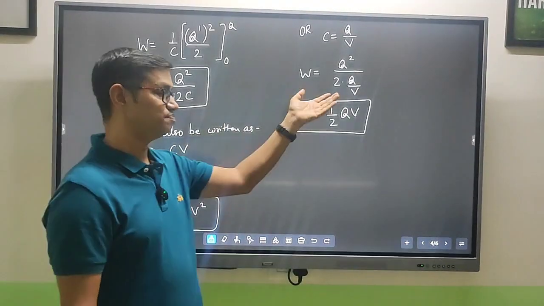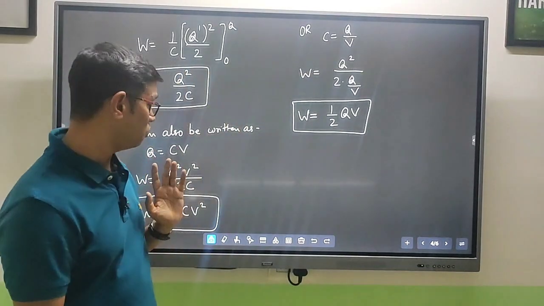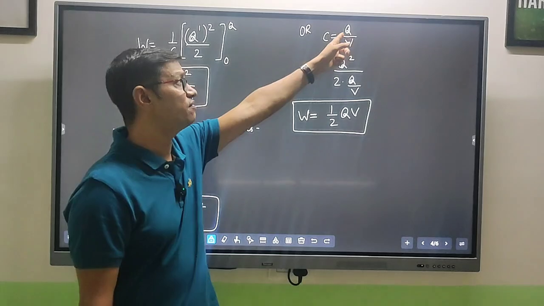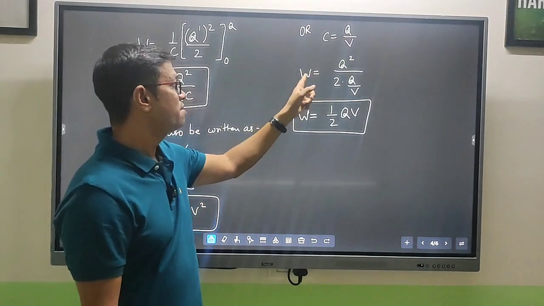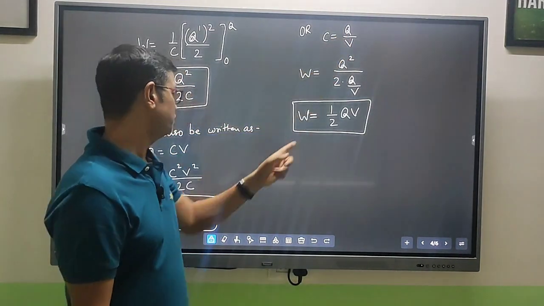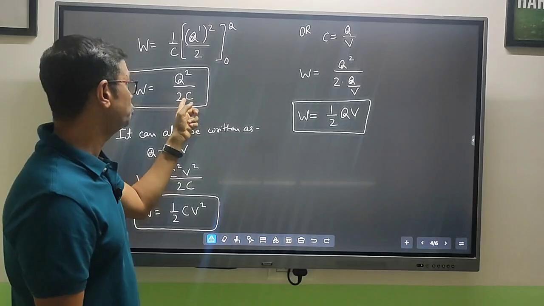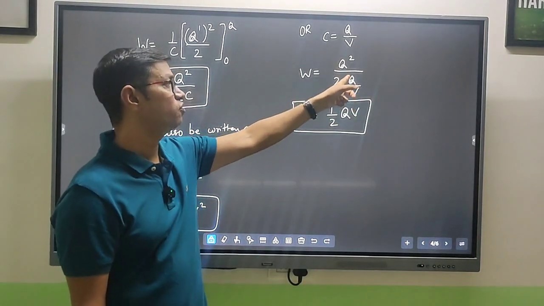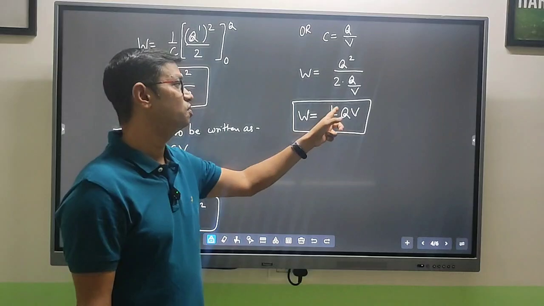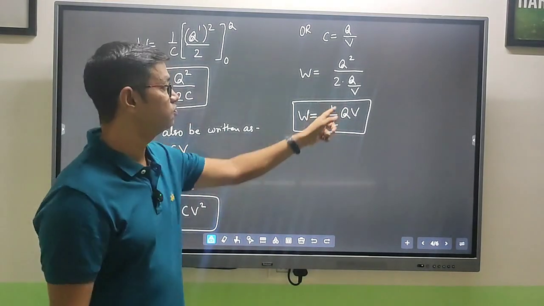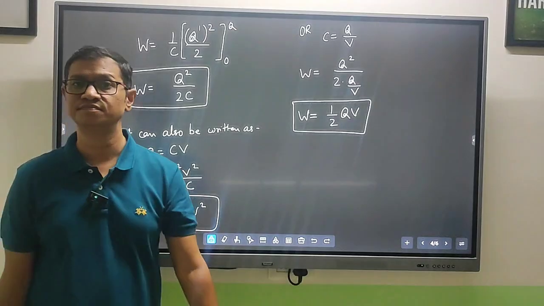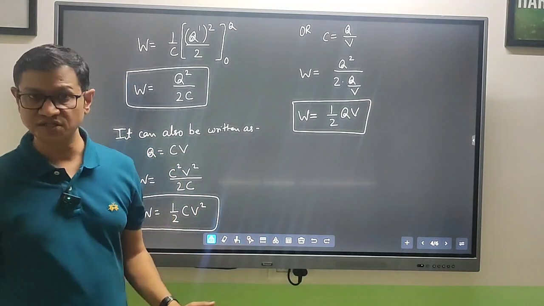Similarly, you can write this formula also in terms of Q and V. Instead of C, you can write Q by V. When you write Q by V, this formula would be Q square by 2, and in place of C you are writing Q by V. Q and Q will get cancelled, and you will get 1 by 2 Q into V. So these are the three forms. Now the derivation is done here.